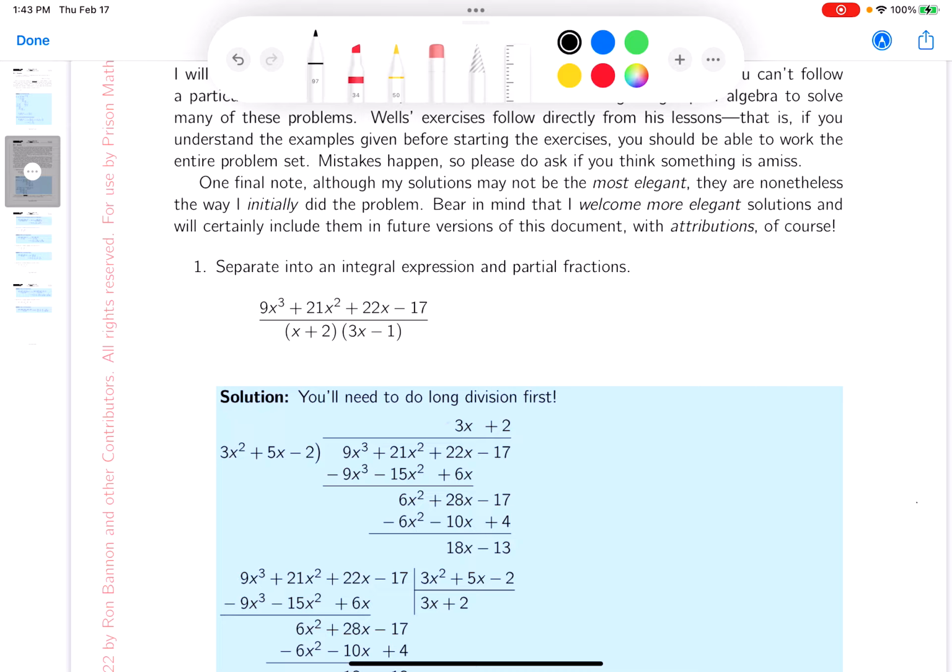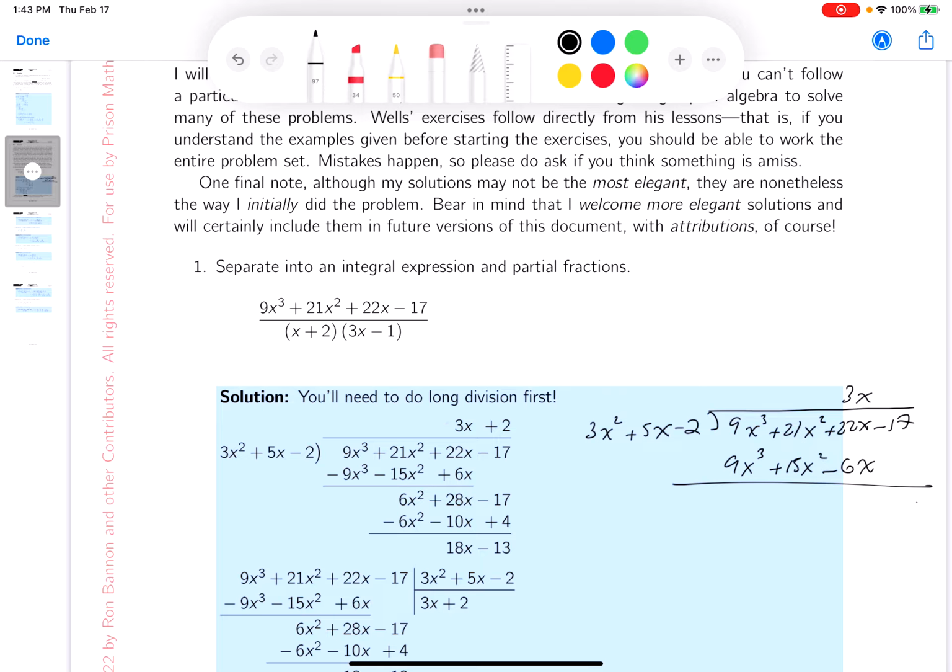I'm going to take that divisor, x plus 2 times 3x plus 1, multiply it out, and you get 3x squared plus 5x minus 2. I'm dividing it into the top part, the numerator, that's 9x cubed plus 21x squared plus 22x minus 17. What times 3x squared would give you 9x cubed? It would be 3x. What do you get? 9x cubed plus 15x squared plus 6x.